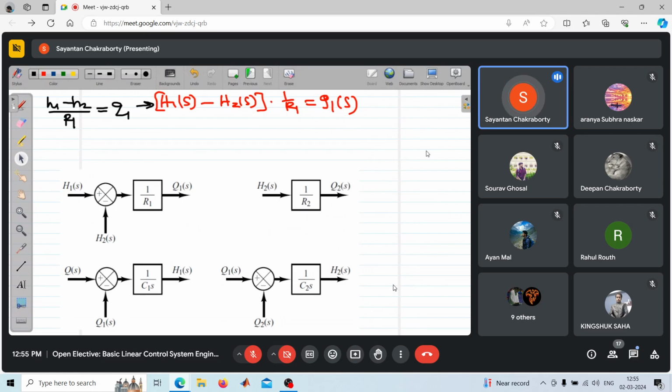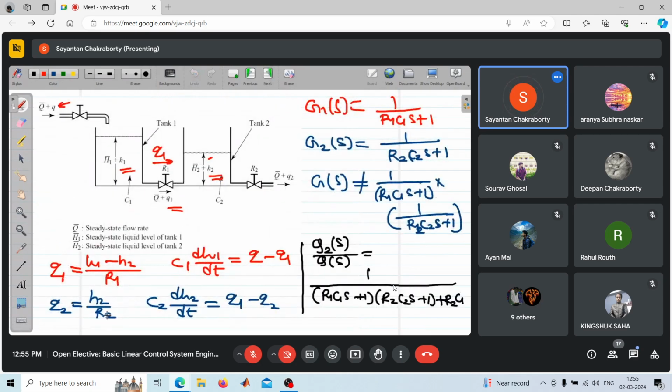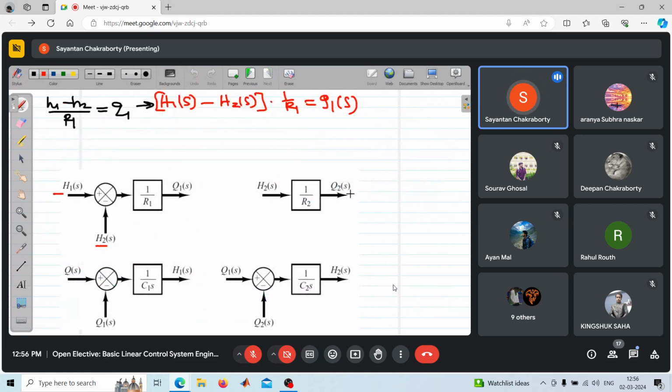Okay, so this, H1 minus H2 into 1 by R1 equal to Q1. Then the second expression, Q2 is equal to 1 by R2 H2, right? So Q2 equal to 1 by R2 H2.